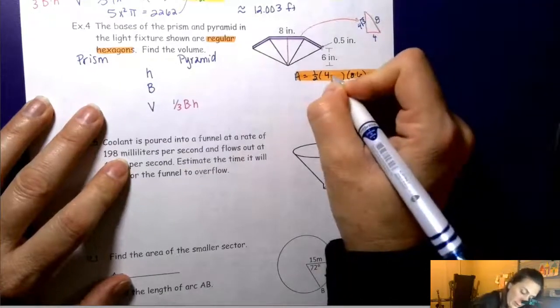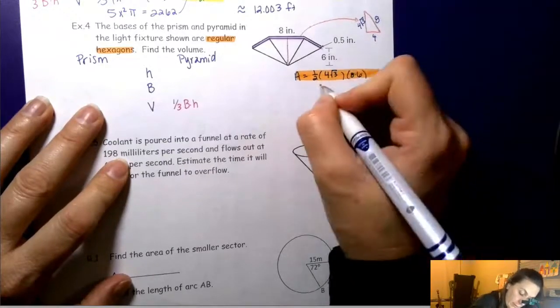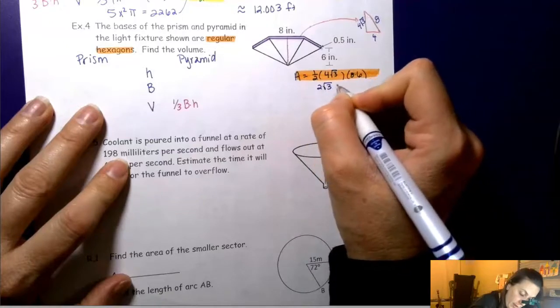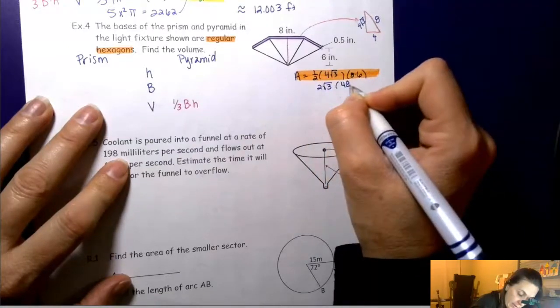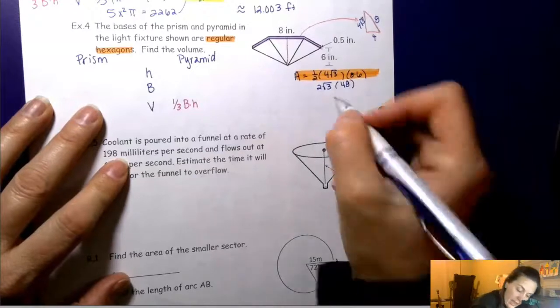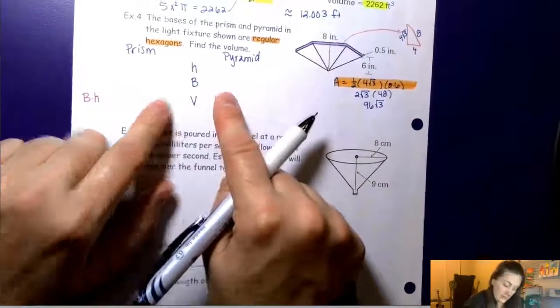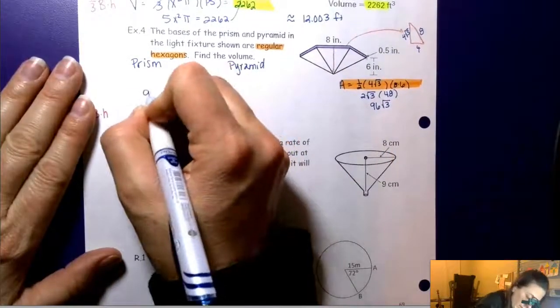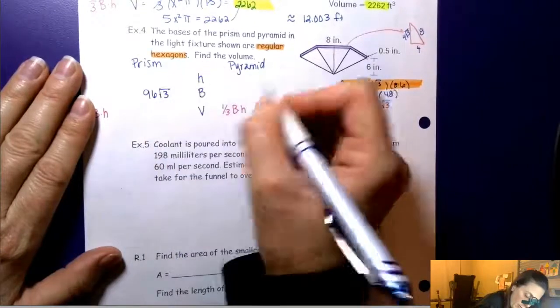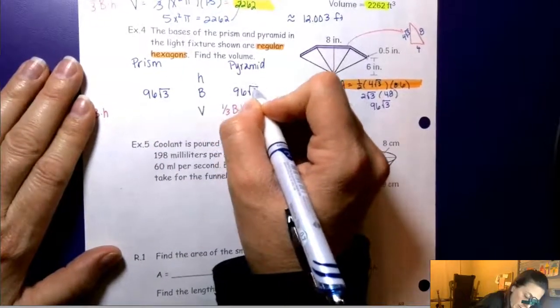So I get 4 root 3 here. Half of 4 root 3, I get 2 root 3 times 48. 48 times 2, I get 96 root 3 for the area for both of those bases. So for this one I have a 96 root 3. For this one I have a 96 root 3.